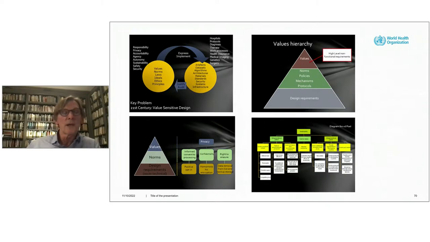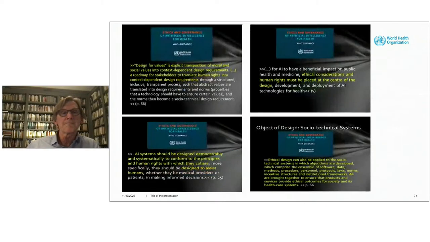If you inspect an object or an artifact or a service or a product, you can ask, does it have this feature? Well, it has this feature, and then you hit the middle layer and then you go up again. So that's exactly what makes ethical debates in the context of high technology and AI tractable, we believe. Next slide, please. So these are quotes. I won't take you through them extensively, but design for values is the explicit transposition of moral and social values into context-dependent design requirements, a roadmap for stakeholders to translate human rights into context-dependent design requirements. And that's why I'm so enthusiastic here.